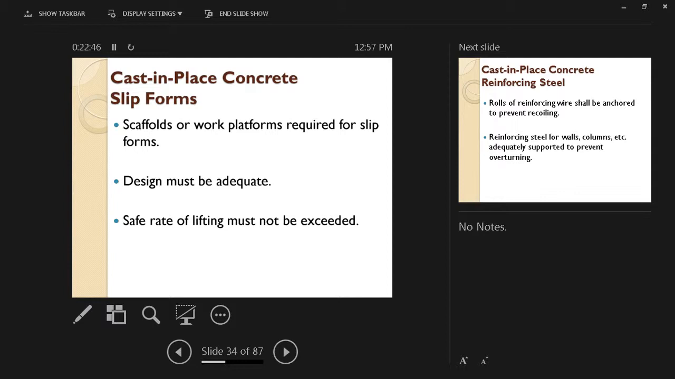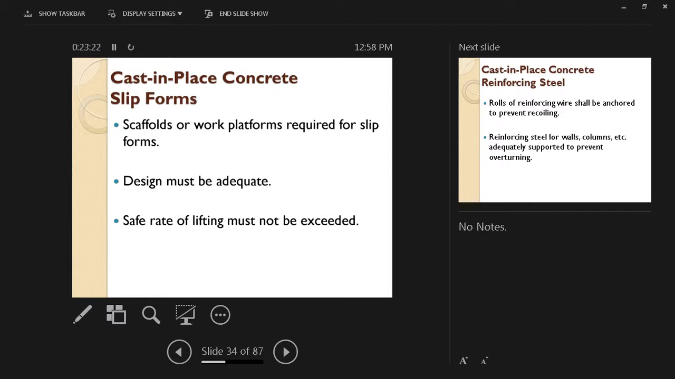Slip forms. I don't know how familiar you are with slip forms, but for example, if you have seen the construction of an elevated water tank or a concrete core of a high-rise building, usually the method that we use for that is what's called a slip form, which means the form is going to be on both sides of the wall and it's going to be jacked up very gradually, very slowly, while concrete is being placed at a certain rate that allows concrete to strengthen while the forms are being lifted up. So scaffolds or work platforms are required for slip forms.